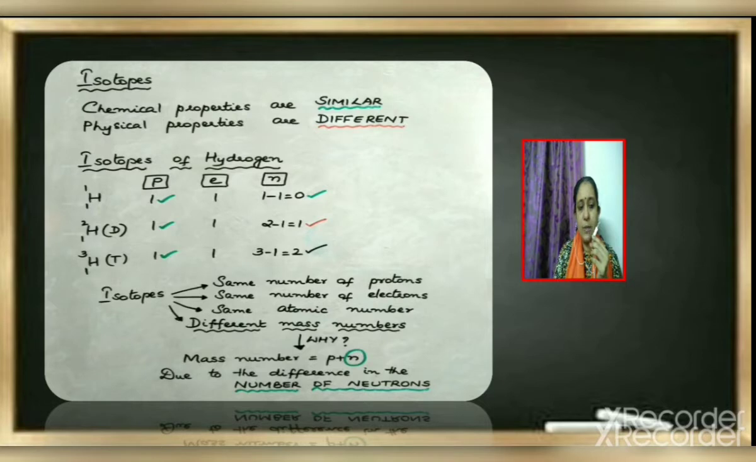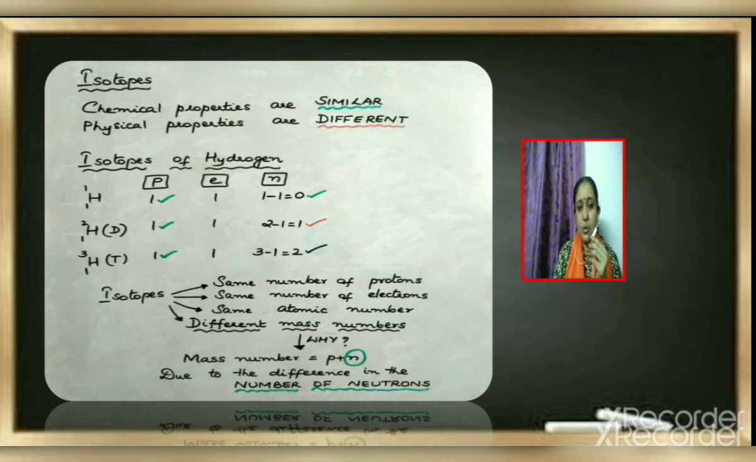Now consider tritium H 1 3. The atomic number is the same. So number of protons and electrons will be the same. It is equal to 1. What will be the number of neutrons present in tritium? 3 minus 1, which is equal to 2. Thus we can conclude that isotopes have the same number of protons, same number of electrons and same atomic number, but they have different mass numbers.